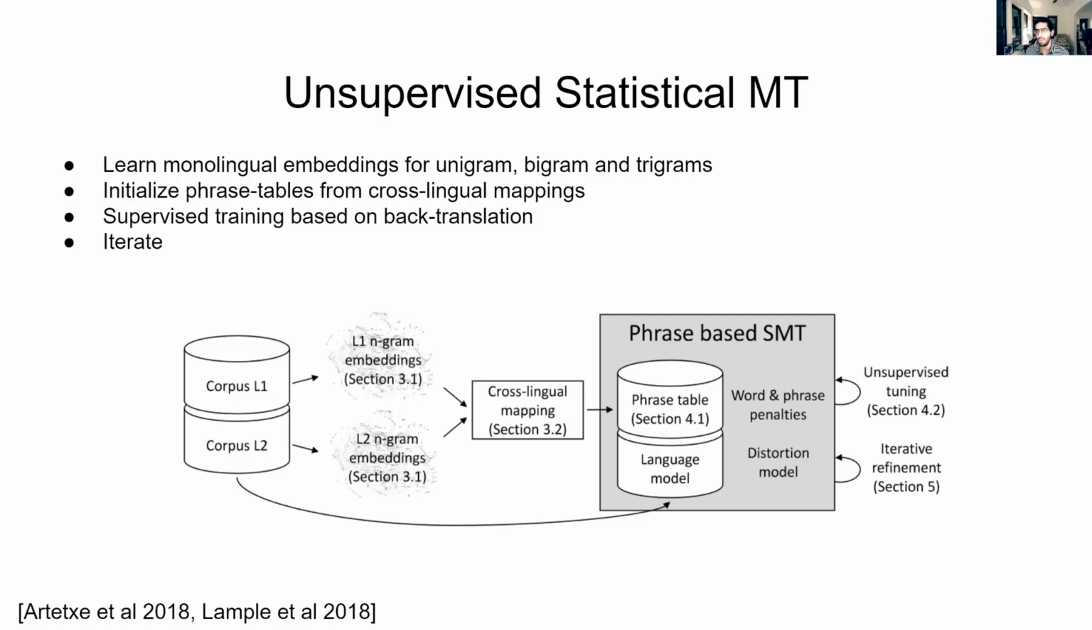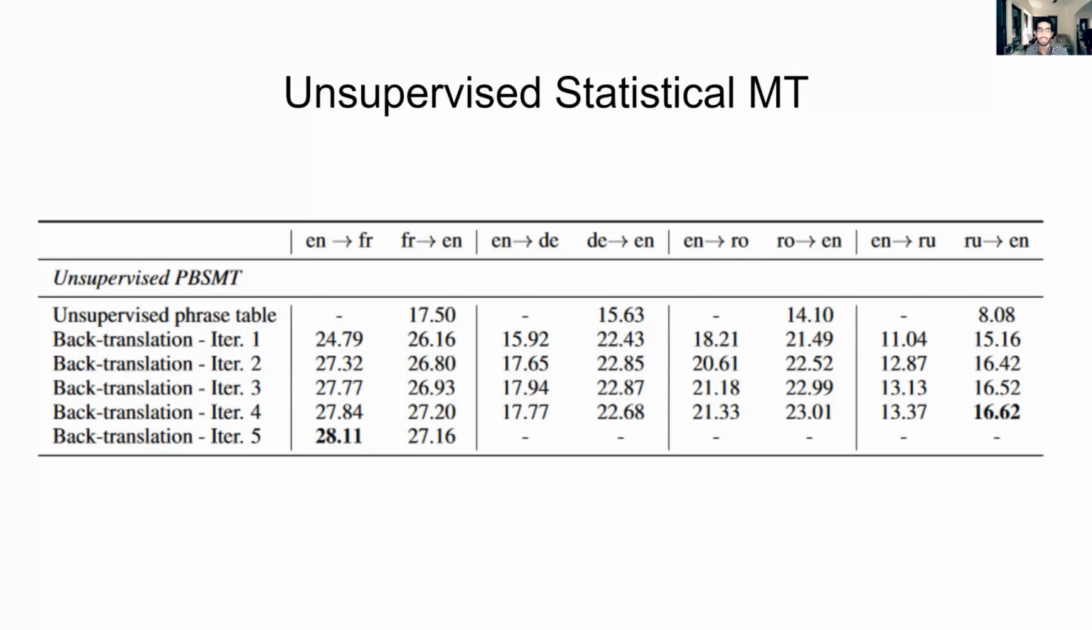And you don't need to stop there. You can keep going and keep training or refining your MT model. That's what's called iterative refinement here, until you keep improving your results on your validation set. That's what these papers show, that if you start with just an unsupervised phrase table, you get not bad BLEU scores. These are non-trivial BLEU scores. But if you keep iterating using back translation, you keep on improving these scores to a really high value. So you go from something like 17.5 for French to English to 27.16, which is a pretty big deal.